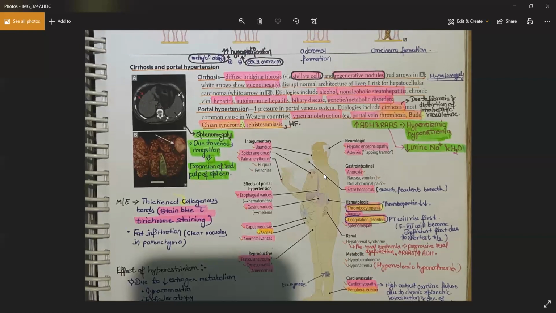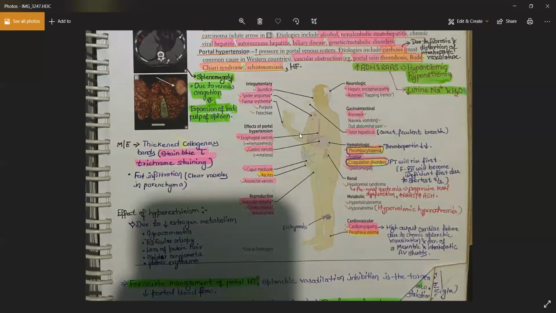Okay, so that's about the cirrhosis, which is a fibrosis, and the portal hypertension, which is an increase in the pressure in the portal vein, right? We have discussed their causes: alcohol, non-alcohol, chronic viral, autoimmune, biliary disease, genetic abnormalities. For the portal hypertension, we have discussed the cirrhosis, the vascular obstruction, like the Budd-Chiari syndrome or the portal vein thrombosis, or the schistosomiasis or the heart failure.